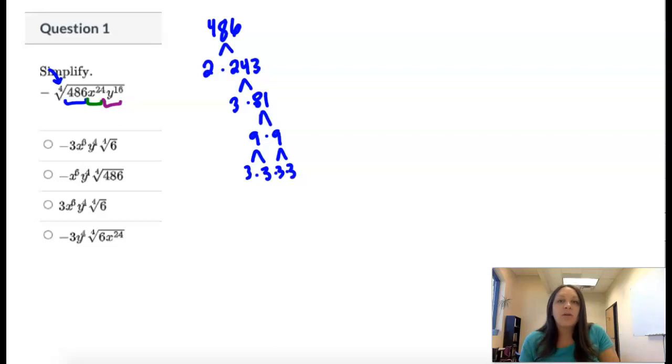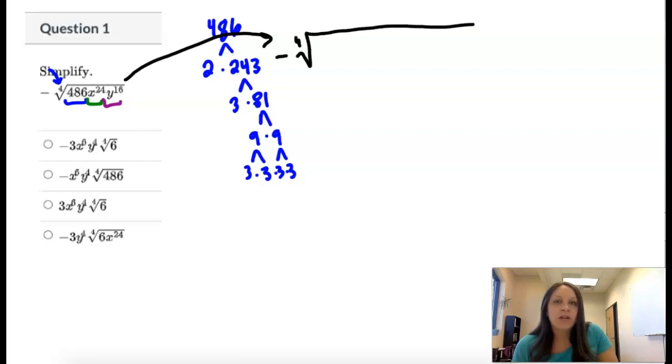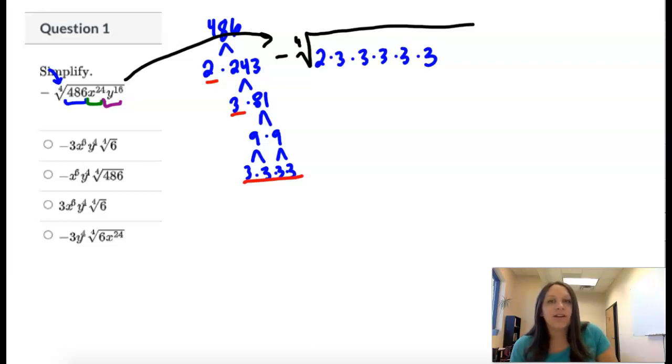Right? So if I want to rewrite this over here, I have negative, and then I have a fourth root. But instead of 486, I have 2 times 3 times 3 times 3 times 3 times 3. If I multiply all this out, I'm going to get 486. And then I still have x to the 24th and y to the 16th. And we'll come back to that in a minute. But for now, I want to focus on what I have here.